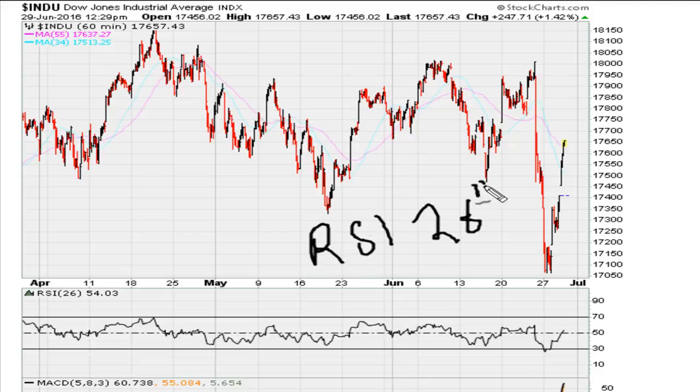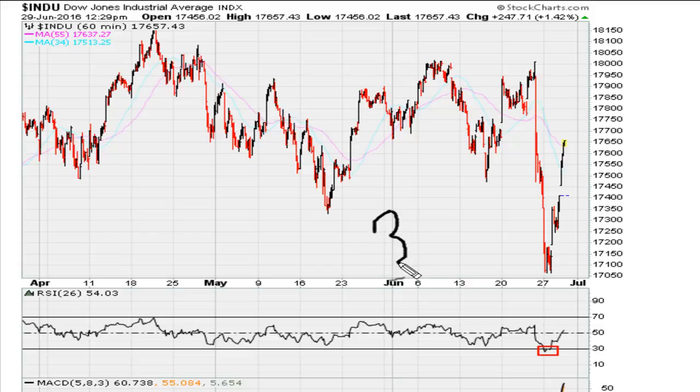So you can keep it at 26. The 14 setting on the NASDAQ chart was just for illustration. Here we can see that the Dow did spend a couple of hours below 30.9. Generally speaking, that means a retest would make sense.